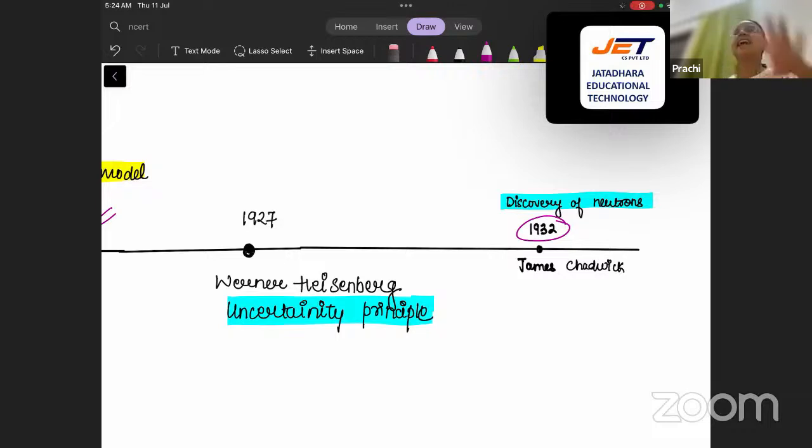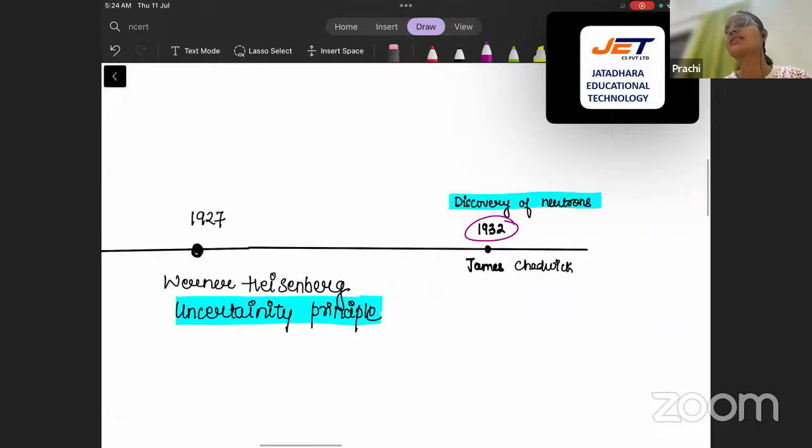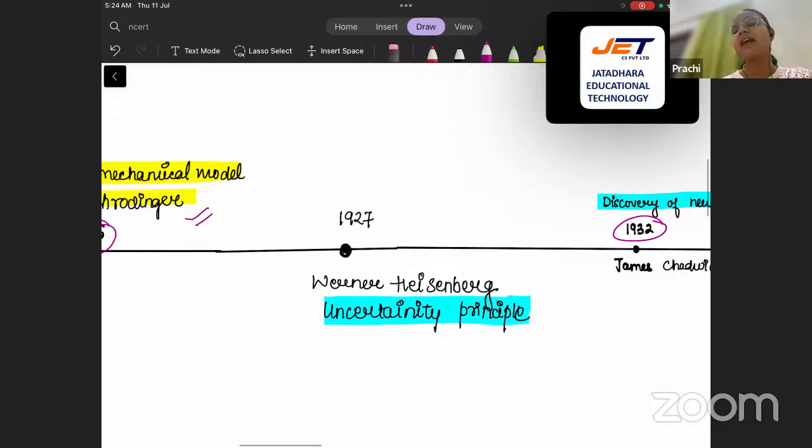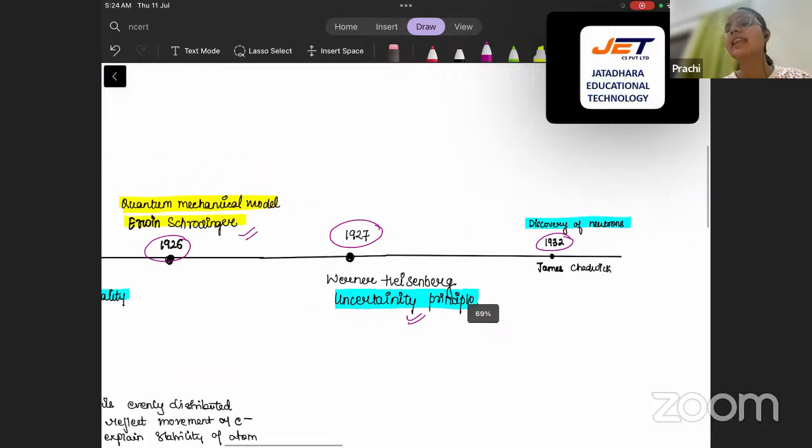So yes, before 1926, nobody knew about neutrons, right? Electrons were discovered, protons were discovered, but neutrons were discovered in 1932 by James Chadwick. And then in 1927, Werner Heisenberg gave the uncertainty principle, which we are also supposed to learn. What does this principle say about an atom or about the position of an electron in space? So these are all the things that we will be learning about.